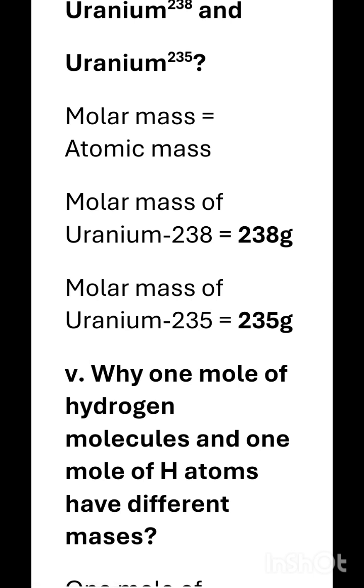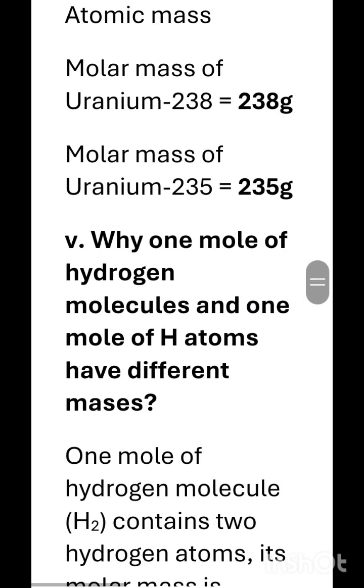Now for question number 4, what are the molar masses of uranium U-238 and U-235? The molar masses are the same as the atomic mass, which is given, so you can simply calculate. For U-238 it is 238 gram, and for U-235 we have 235 gram.